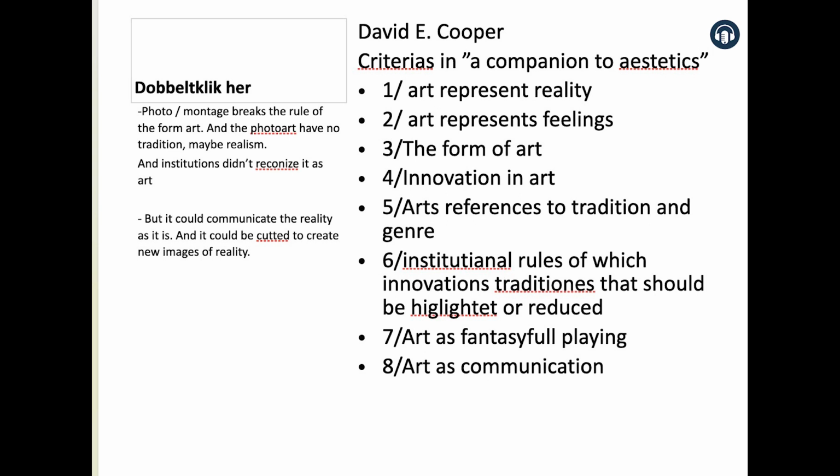Art represents reality. Art represents feelings. The form of art. Innovation in art. Art's references to tradition and genre. Institutional rules of which innovation and traditions should be highlighted or reduced, art as fantasy playing, and art as communication.